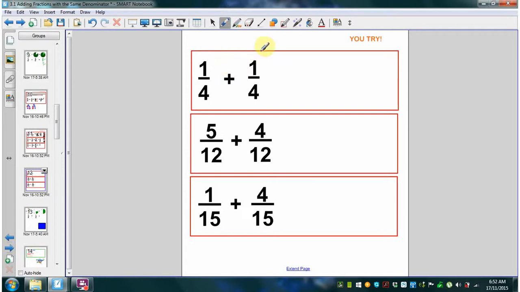Okay, so by now you should have these attempted. Let's see if you got them correct. They're ready to add, this one here, because we have the common denominator. So we just add our top. 1 plus 1 is 2. And 4, then we keep our denominators here. So we bring over our 4.